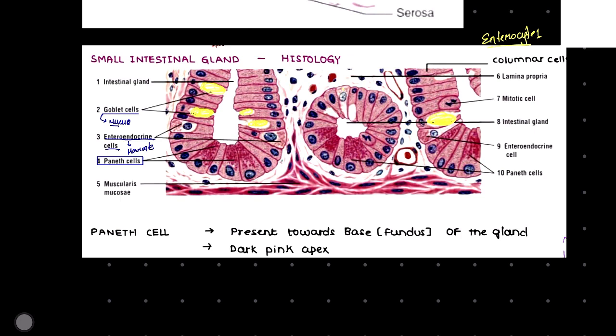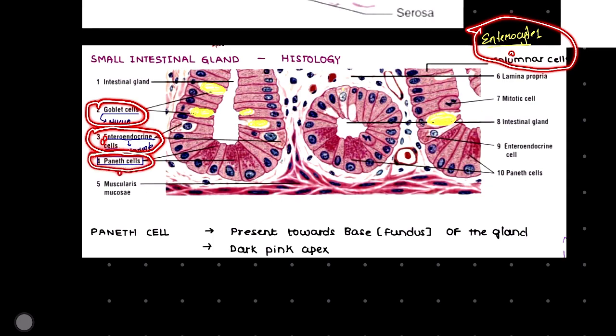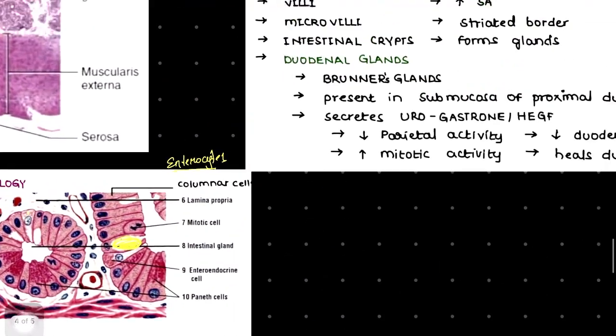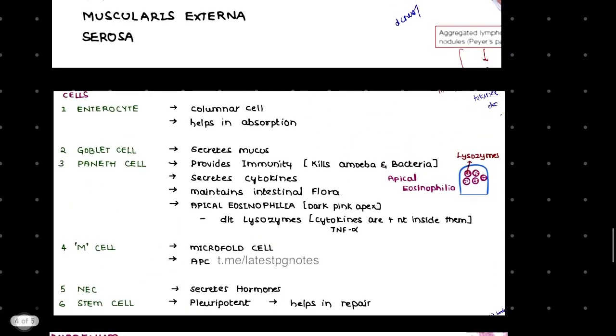Now, what we have talked about till now is the intestinal gland. On the intestinal gland, we talked about enterocytes, goblet cells, and enteroendocrine cells. Now let us go towards the description. What are the enterocytes? These are columnar cells, and they help in absorption. What about goblet cells? They secrete mucus.